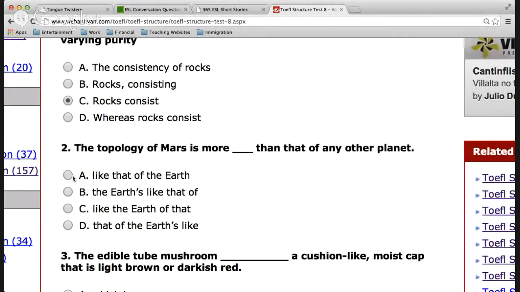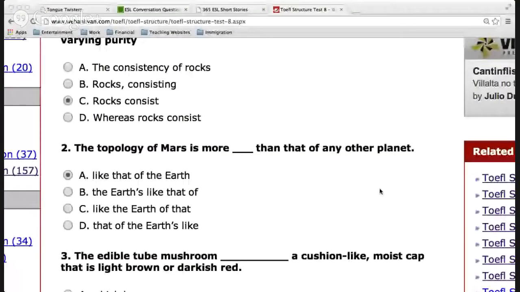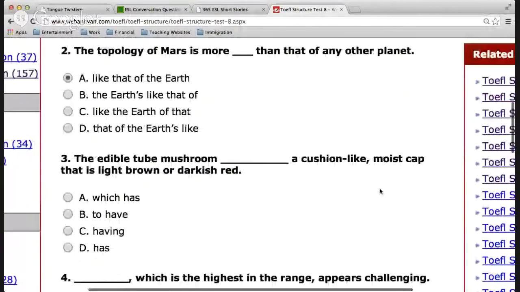Okay. All right, so let's try this out. The topology of Mars is more like that of the Earth than of any other planet. Okay, what do you guys think? Yes, agree. Okay, good. How about you, Muhammad? Muhammad, what do you believe? Okay, all right, and so A is correct. A is correct. Very good. Thank you, Amparo. Nice job, you guys. Let's go to number 3. This is for Nurel. Number 3, please.